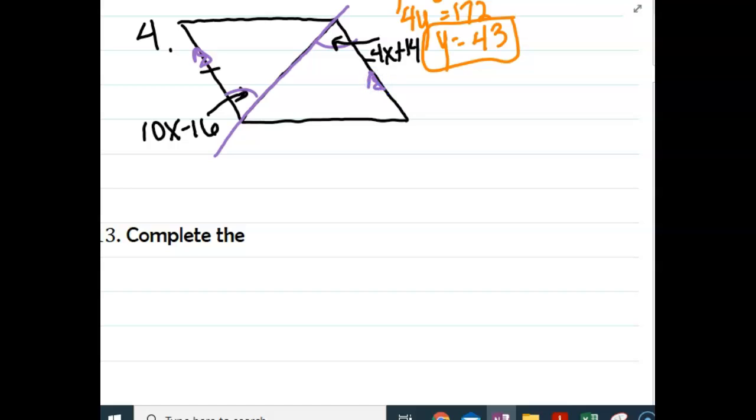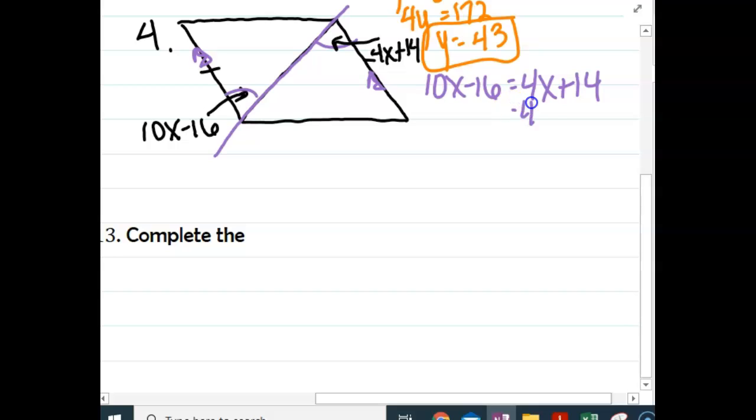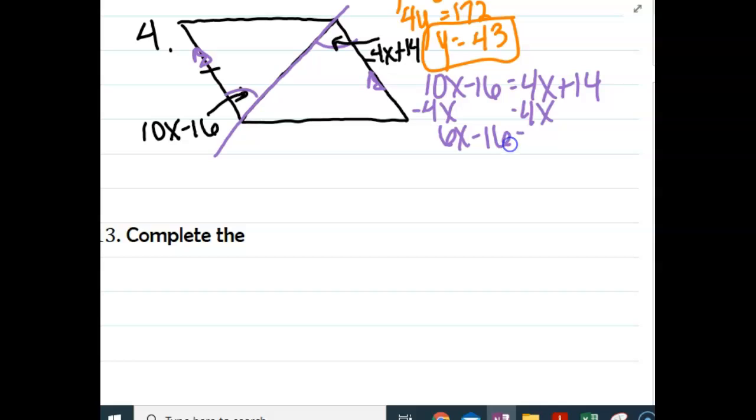So in order for those lines to be parallel, 10x minus 16 would have to equal 4x plus 14. Those angles would have to be congruent. So if I move my x's together, subtract 4x from both sides, so we have 6x minus 16 equals 14. Add 16 to both sides, so 6x equals 30. Divide by 6, we should get x equals 5.